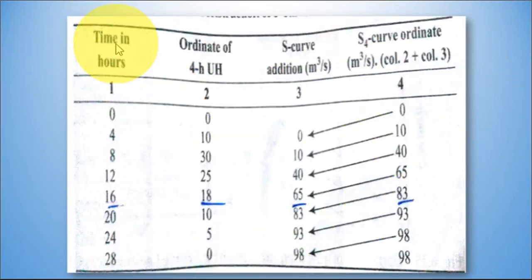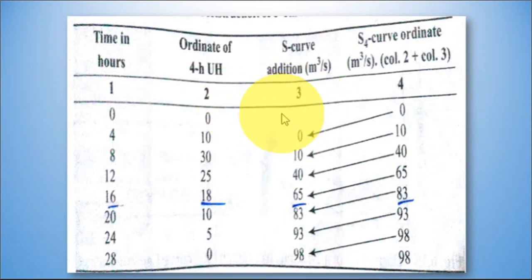So here the table shows time in hours, which is already given, ordinates of the 4-hour unit hydrograph, which is already given, and the S curve addition, column number 3. Here you can see the ordinates which we have found, 0, 10, 40, 65, with the help of the earlier equation, written over here. And finally the S curve ordinates for the corresponding timings are calculated.